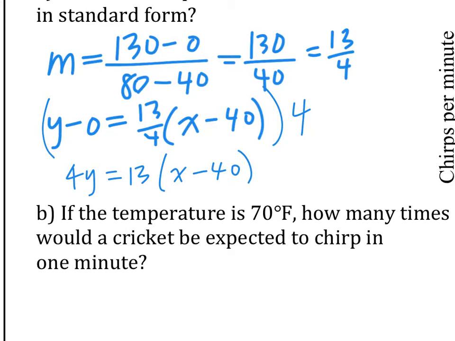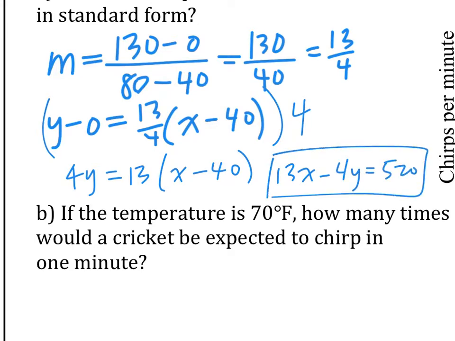Okay, from this point, you can change it into standard form much easier. So go ahead and do that. Let me know when you're done. The answer is 13x minus 4y equals 520.